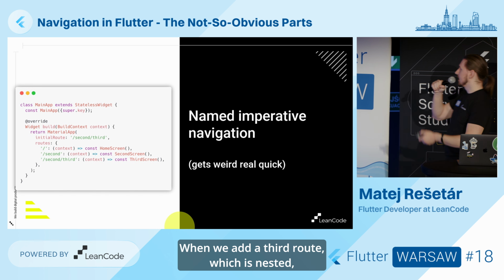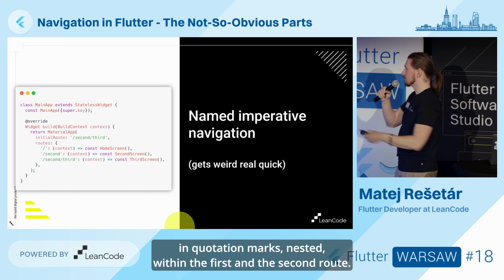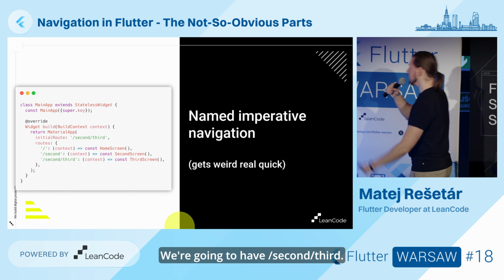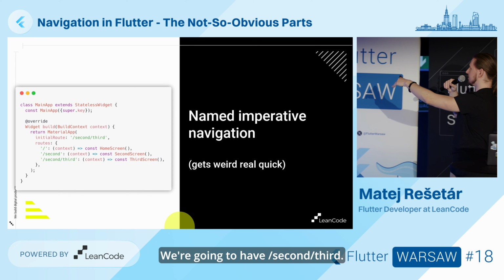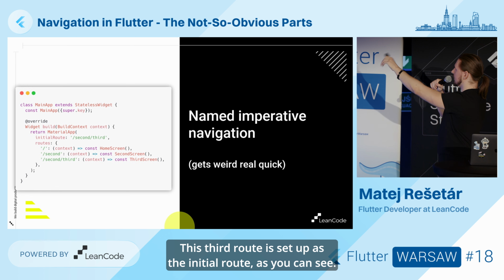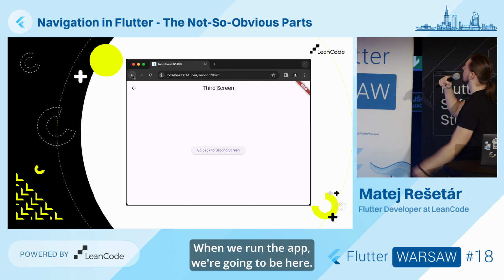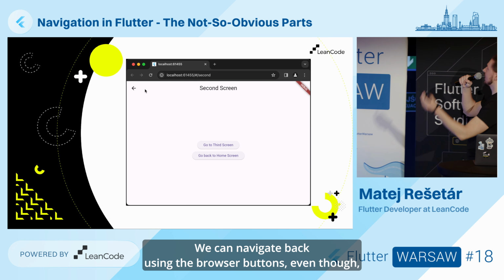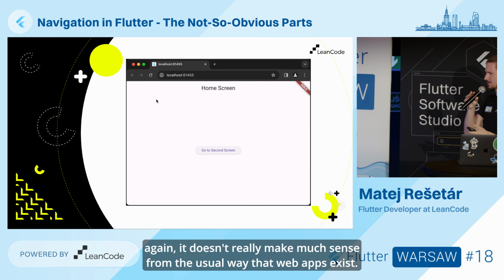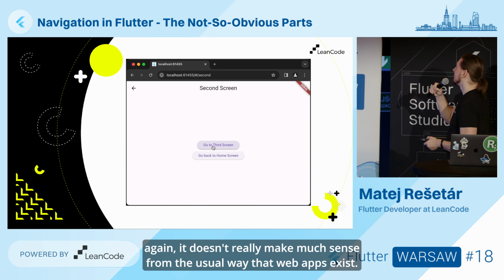And when we add a third route, which is sort of nested, in quotation marks, within the first and the second route, so we're going to have /2/3. This third route is set up as the initial route, as you can see. So when we run the app, we're going to be here. We can navigate back using the browser buttons, even though, again, it doesn't really make much sense from the usual way that web apps exist.